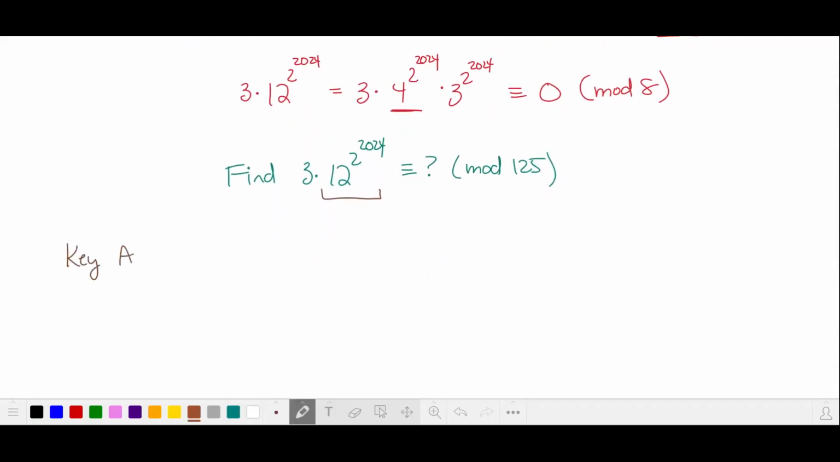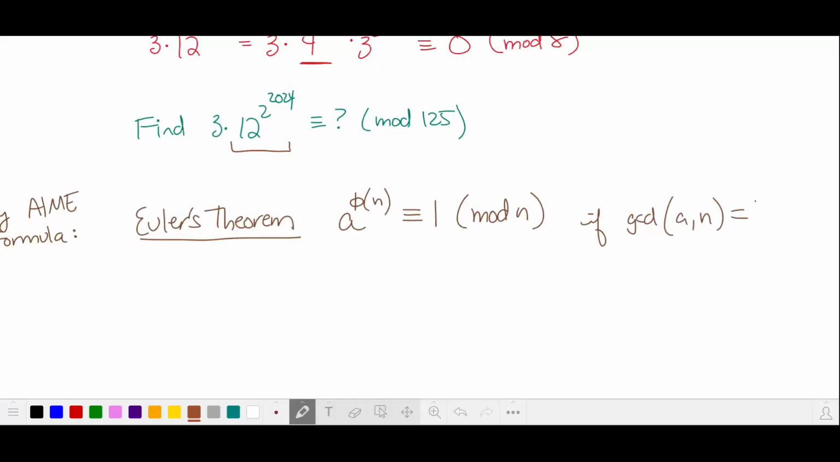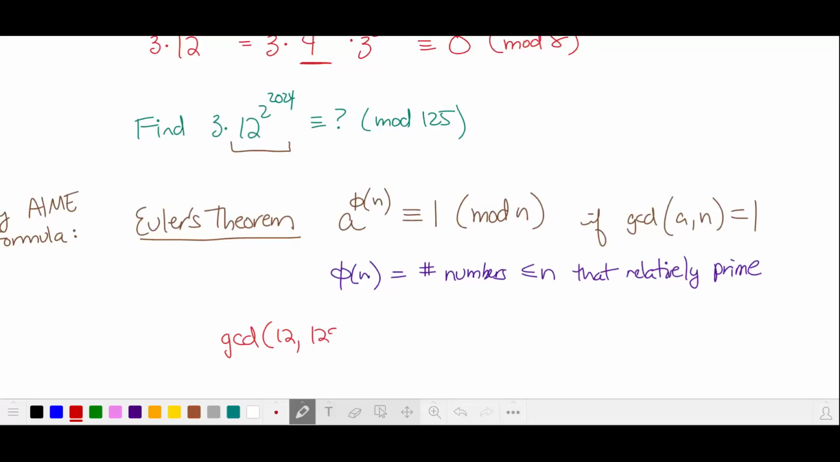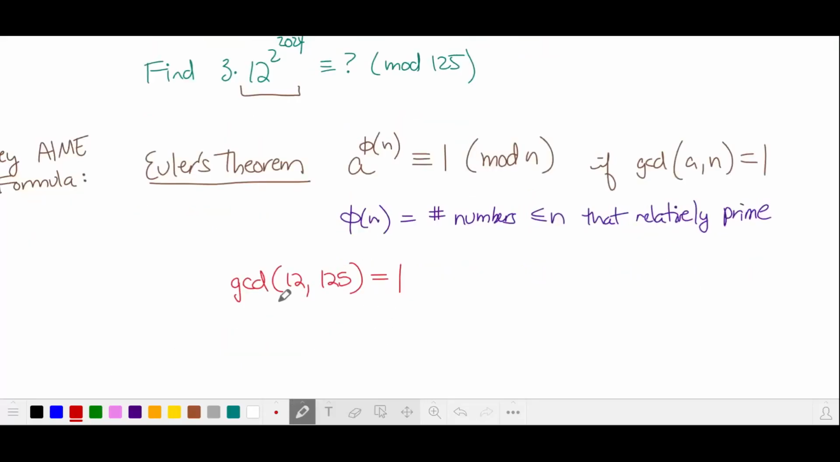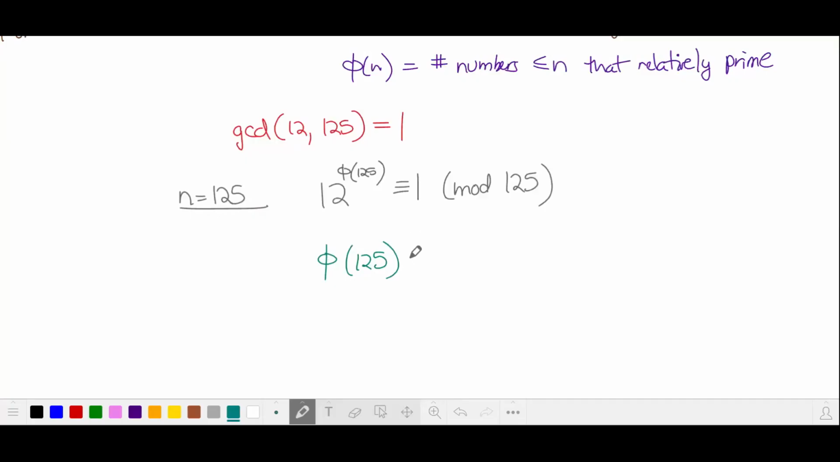A key AIME formula is Euler's theorem. You should know this. It has that a number raised to the phi of n is going to be 1 in mod n. This is true if a and n have no factors in common. Phi of n is the number of numbers less than or equal to n that are relatively prime to n. Checking in this example, we have that the GCD of 12 and 125 is 1, so we can use this formula. Here our mod is 125, so 12 to the power of phi of 125 is going to be 1 in mod 125. Numbers that are relatively prime to 125 do not have 5 in their prime factorization.